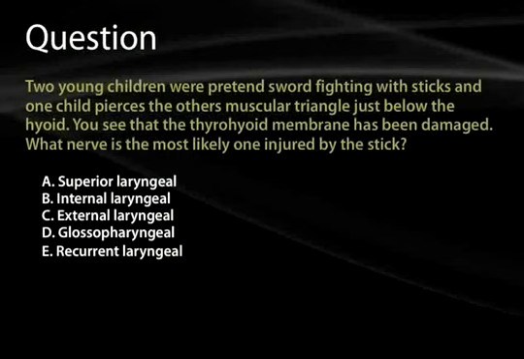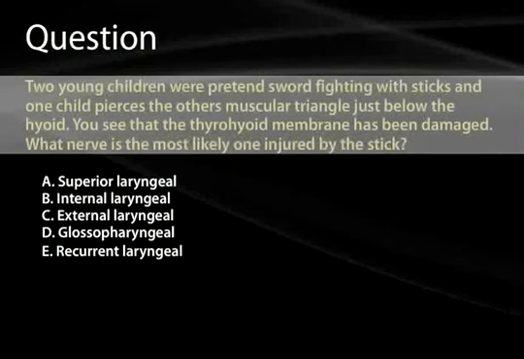Let's go to a question. 2 children were pretend sword fighting with sticks, and one of the children pierced the other's muscular triangle just below the hyoid. You see that the thyrohyoid membrane has been damaged. What nerve is the most likely one injured by the stick?